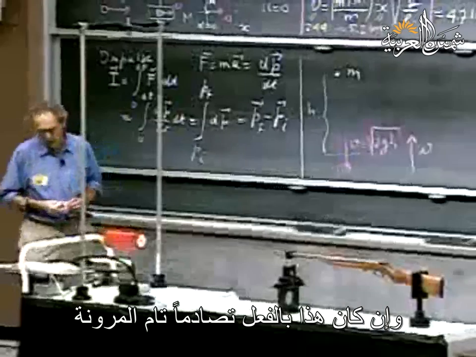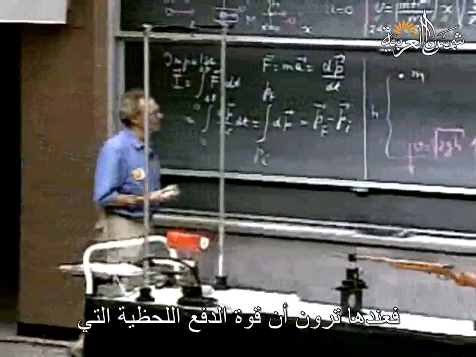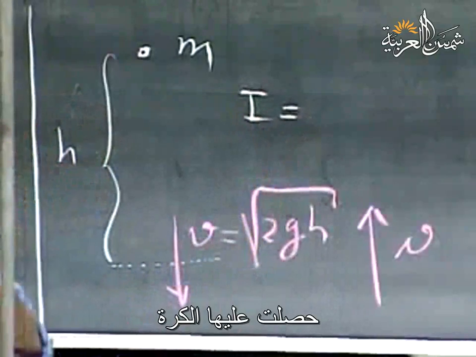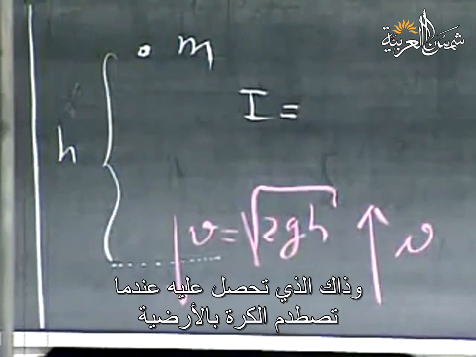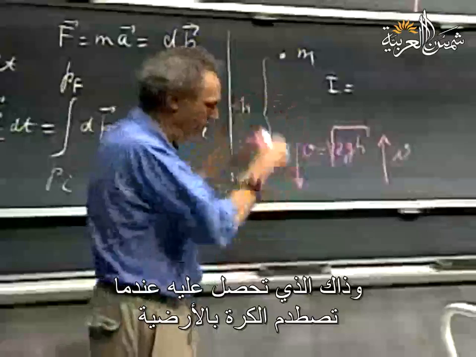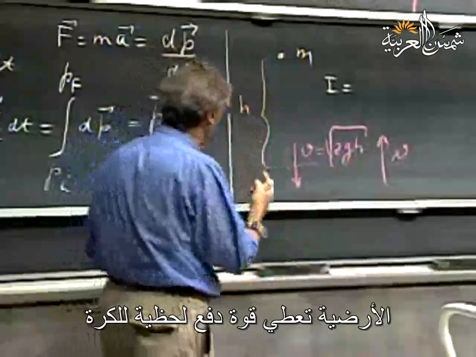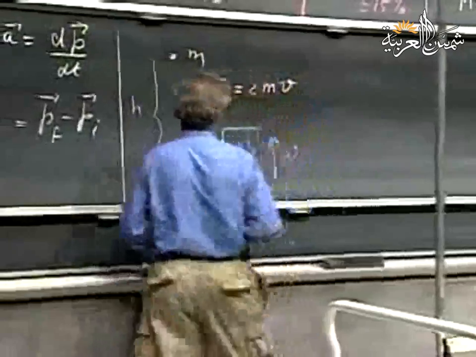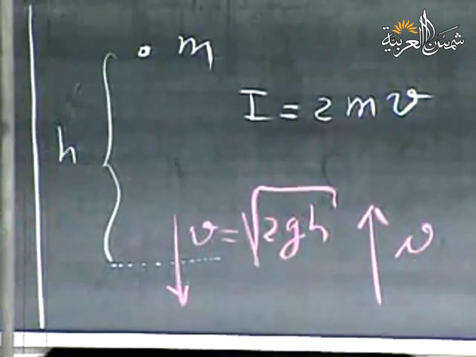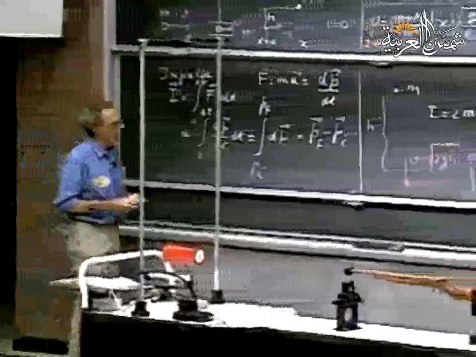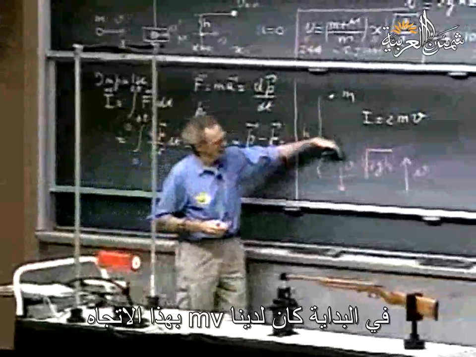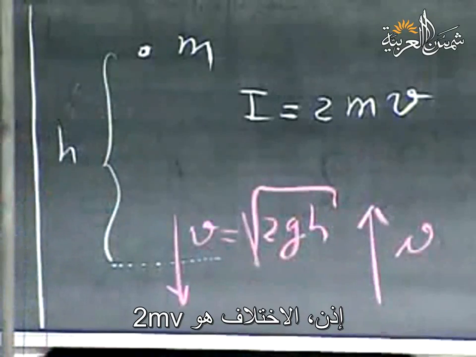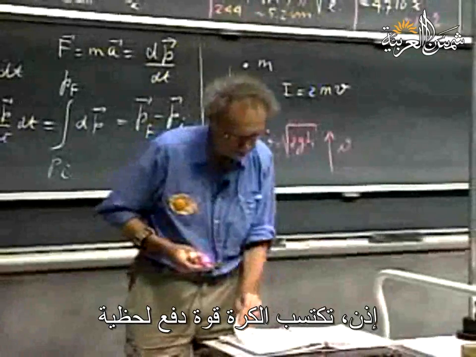And if that were indeed a completely elastic collision, then the floor is giving an impulse to the ball as the ball hits the floor, and that impulse equals 2mv. The ball changes its momentum. It was first mv in this direction, and now it's mv in this direction, so the change is 2mv. So an impulse is given to the ball.